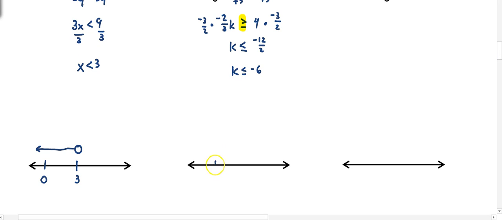So on our number line, we're going to have negative 6. We're going to have 0 somewhere to the right of it. And at negative 6, it's going to be a closed dot. And we're going to shade to the left.